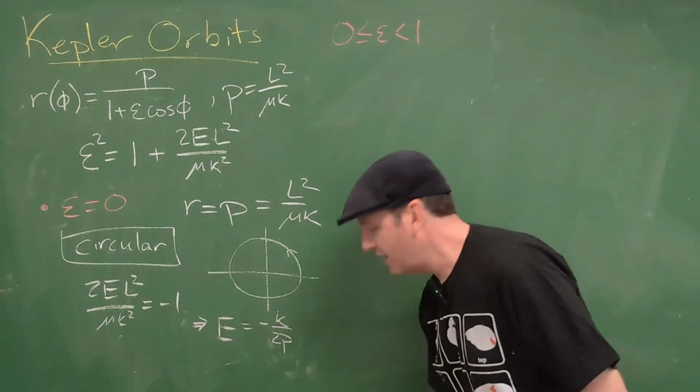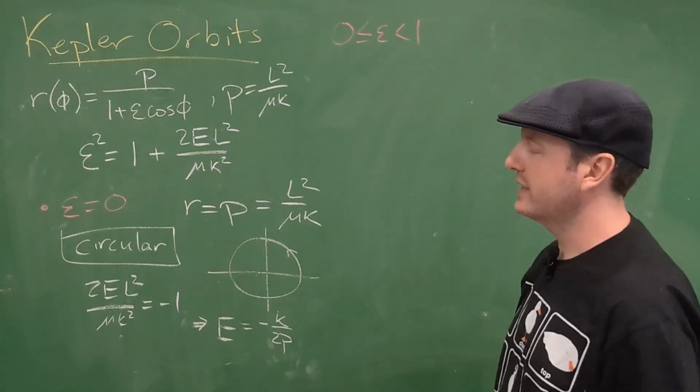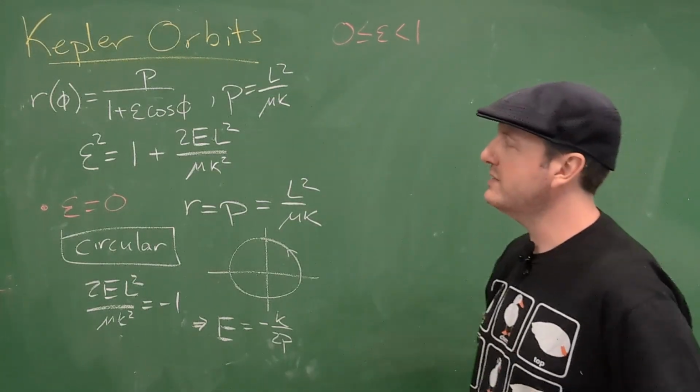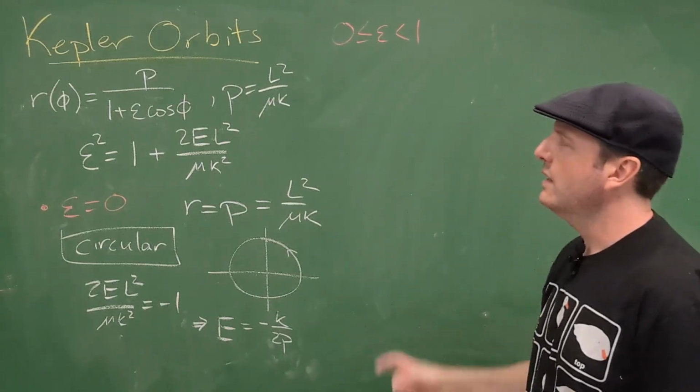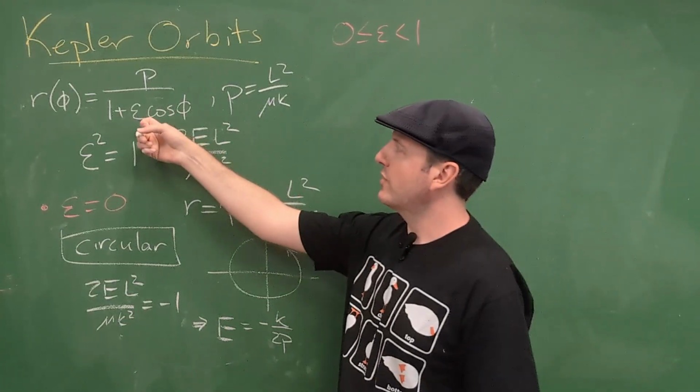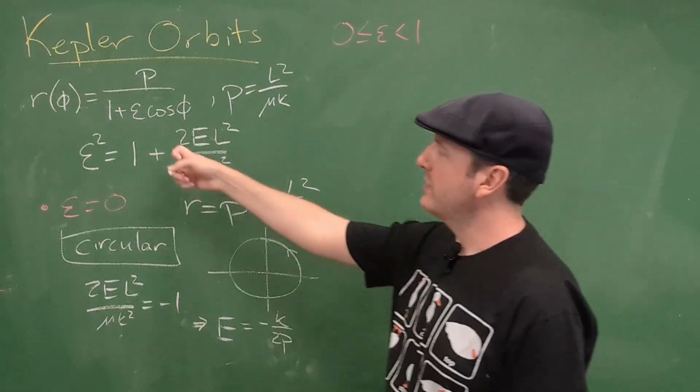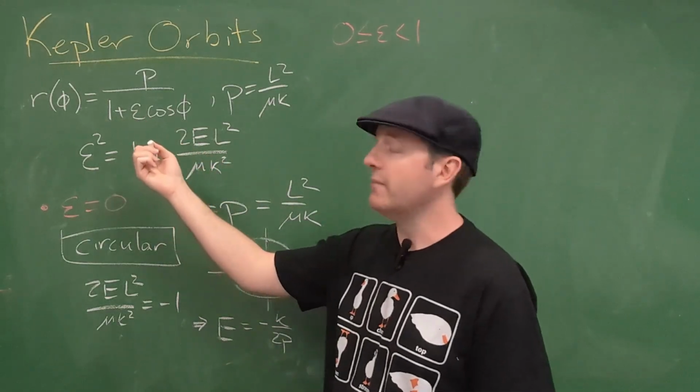to be some number between 0 and 1. We already covered the epsilon equals 0 case, but what if it's some number between 0 and 1? Well, in this case, we can turn back again to our orbital equation. We recognize that epsilon is some number, again, between 0 and 1.